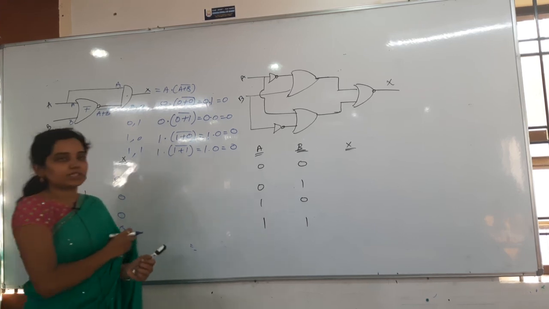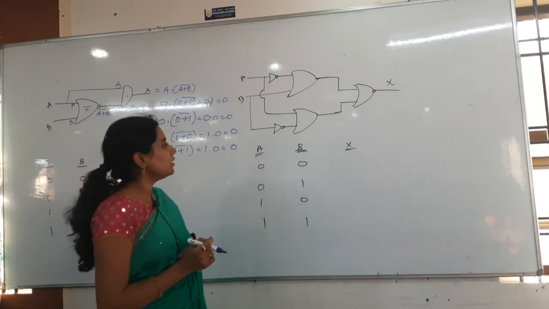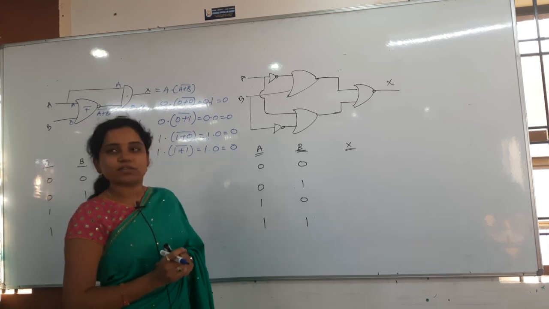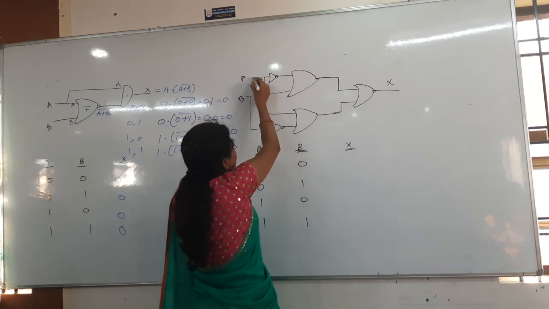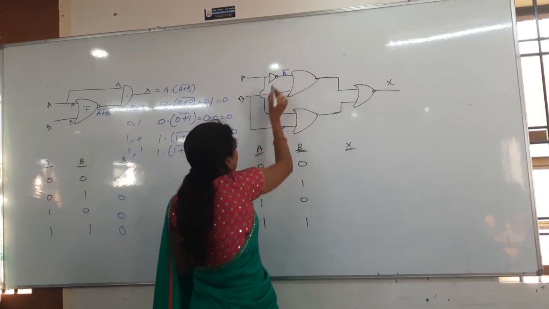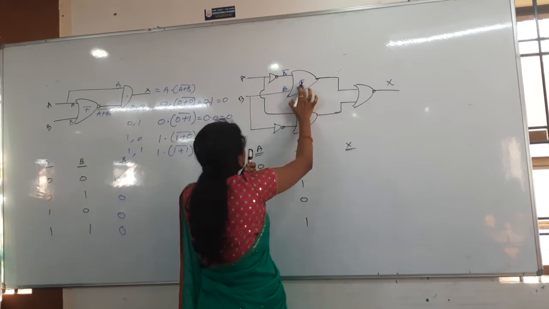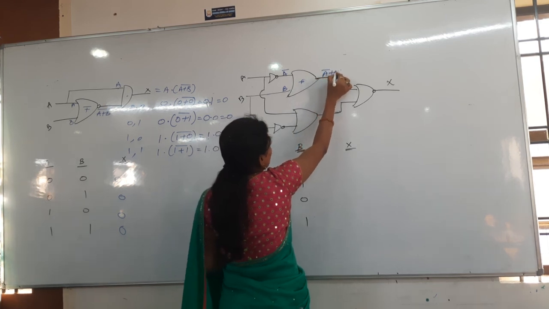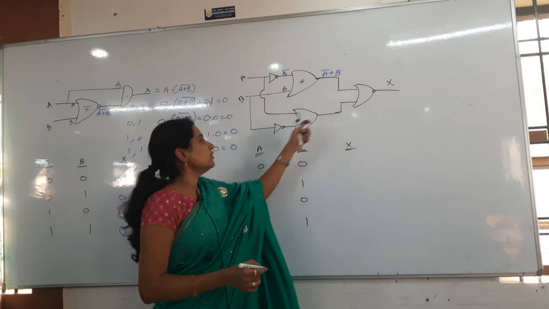Can you tell me the expression for this? What is the expression? (A bar plus B) plus (A plus B bar) whole bar. Correct? See here how much is coming? A, not gate, nothing but A bar. Directly B is coming. Which gate is this? OR gate. So what can I write here? A bar plus B.